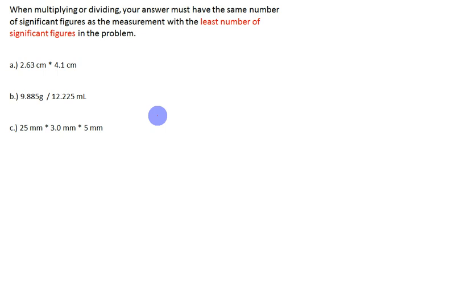Okay, so now we're looking at the rules for multiplying and dividing with respect to determining the correct number of significant figures in your answer. When multiplying or dividing, it all comes down to your answer must have the same number of significant figures as the measurement with the least number of significant figures in the problem.